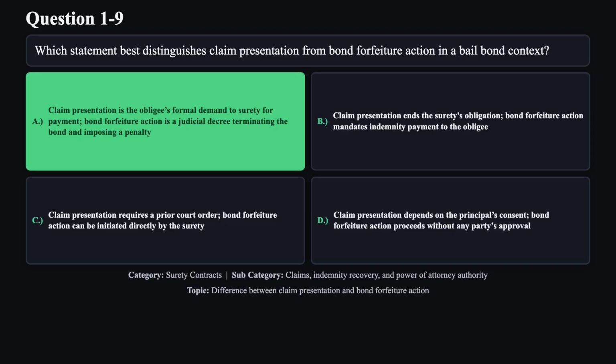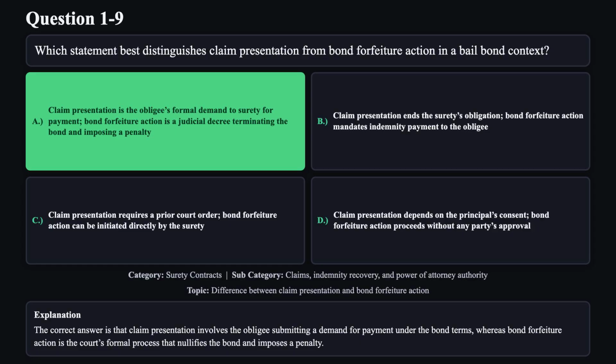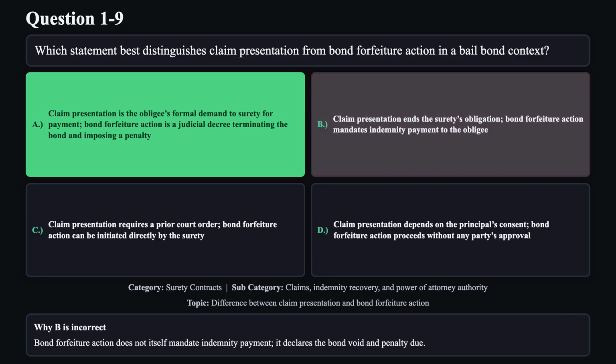The correct answer is A. The correct answer is that claim presentation involves the obligee submitting a demand for payment under the bond terms, whereas bond forfeiture action is the court's formal process that nullifies the bond and imposes a penalty. Reason B is not correct. Bond forfeiture action does not itself mandate indemnity payment. It declares the bond void and penalty due.